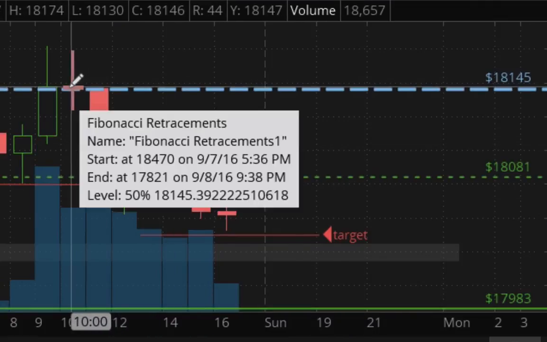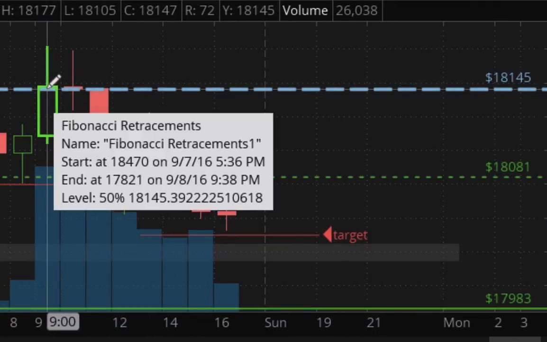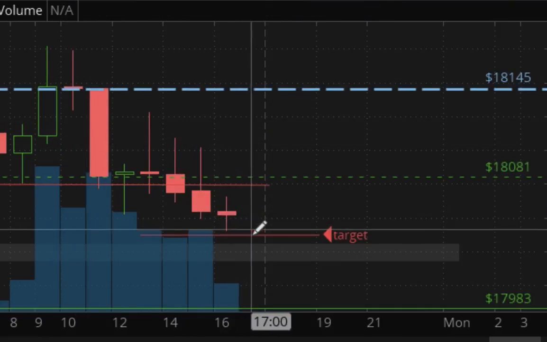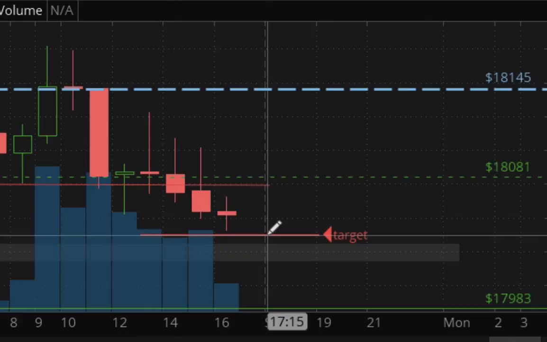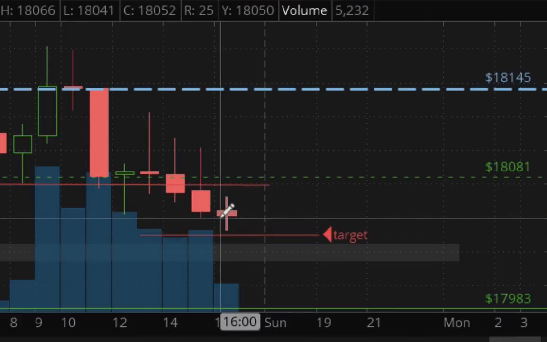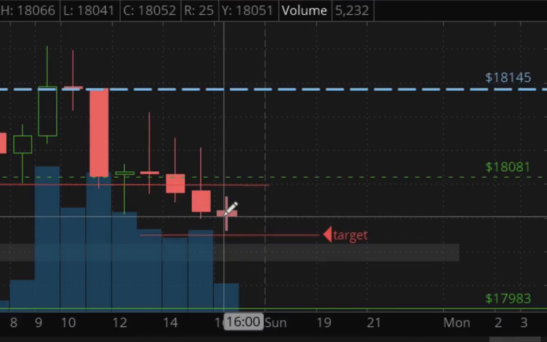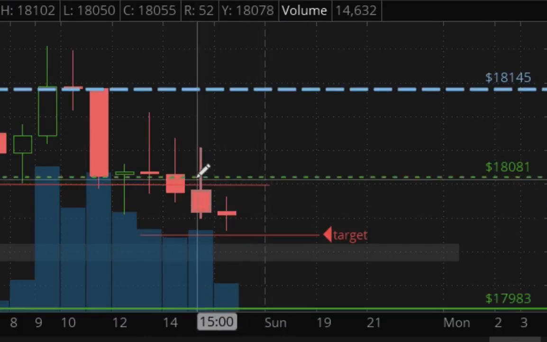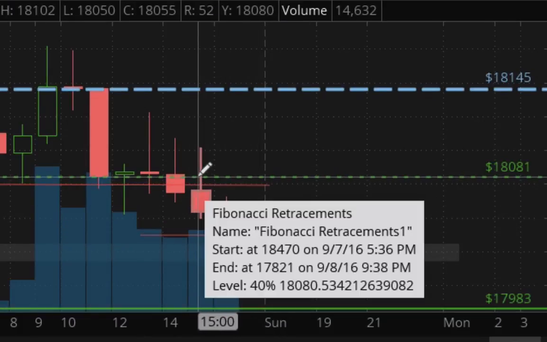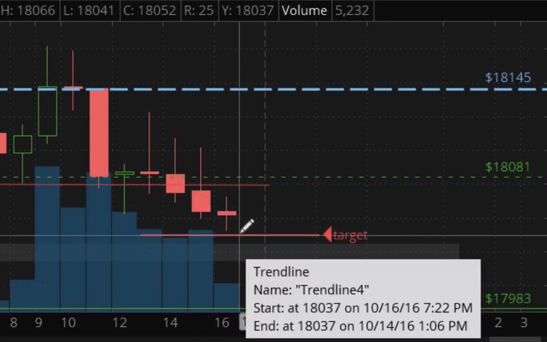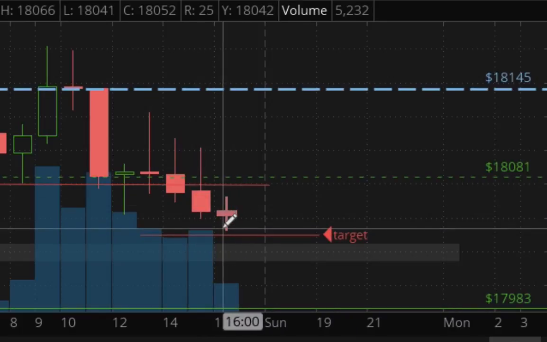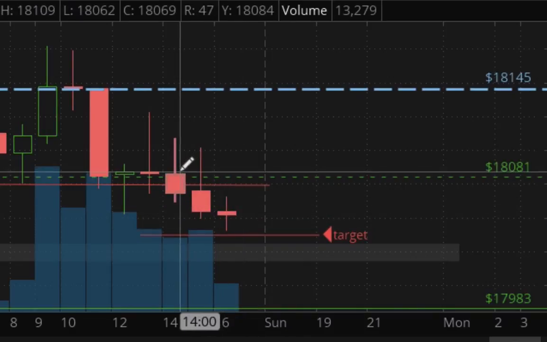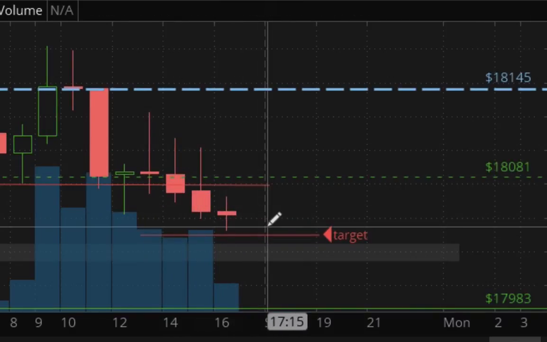But unfortunately, this is the area that I really wanted to go short, right around the 144 level. My target was here at 18,038. The low here was 18,041, so it was off by a couple of ticks. But I did make money. I got in right around the 1881 level and rode it down to the 1840 level. So I did make some money on Friday.